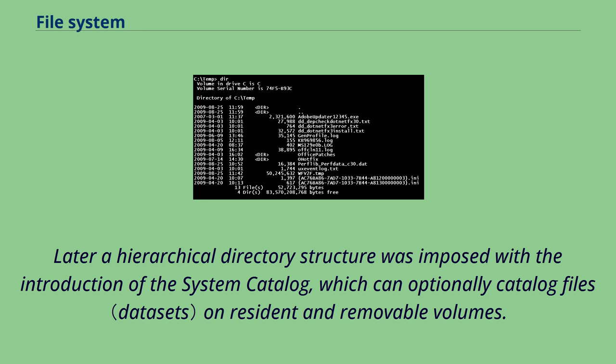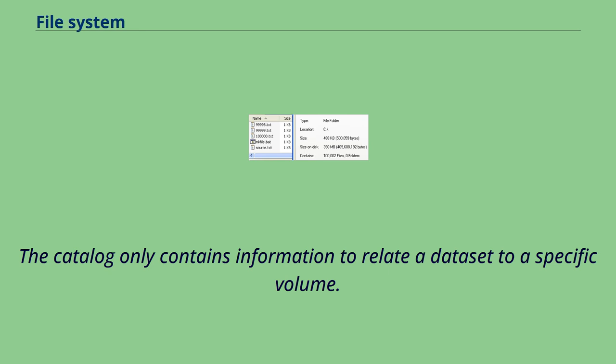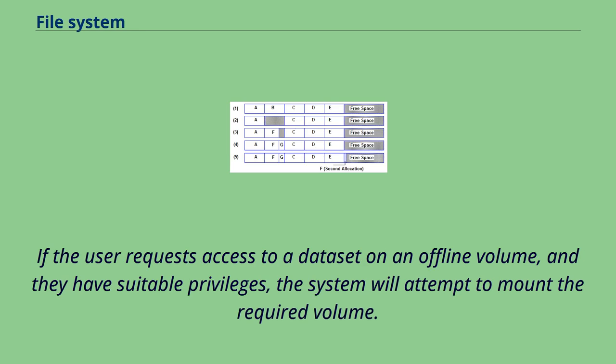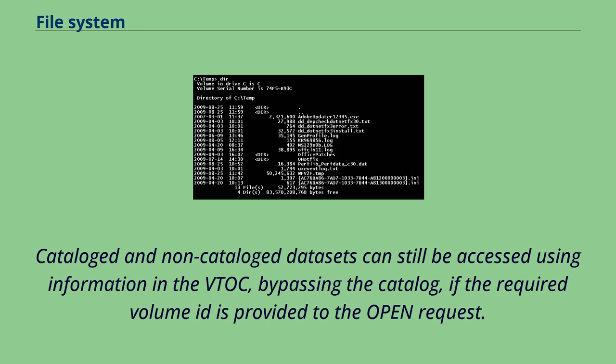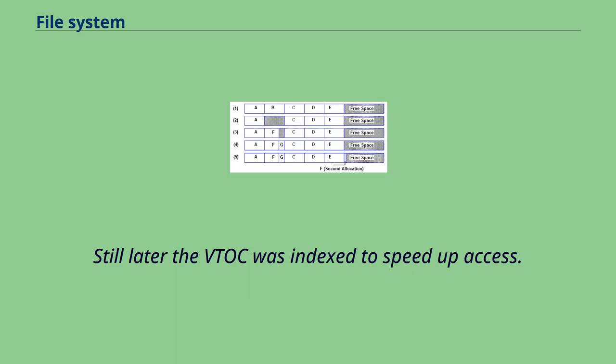Later, a hierarchical directory structure was imposed with the introduction of the system catalog, which can optionally catalog files on resident and removable volumes. The catalog only contains information to relate a dataset to a specific volume. If the user requests access to a dataset on an offline volume, and they have suitable privileges, the system will attempt to mount the required volume. Cataloged and non-cataloged datasets can still be accessed using information in the VTOC, bypassing the catalog, if the required volume is provided to the open request. Still later, the VTOC was indexed to speed up access.